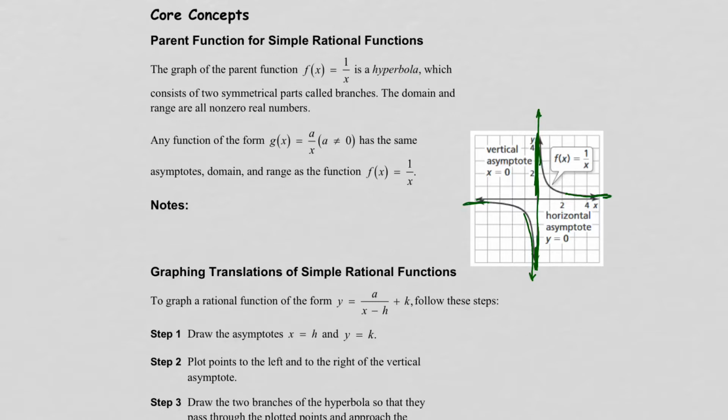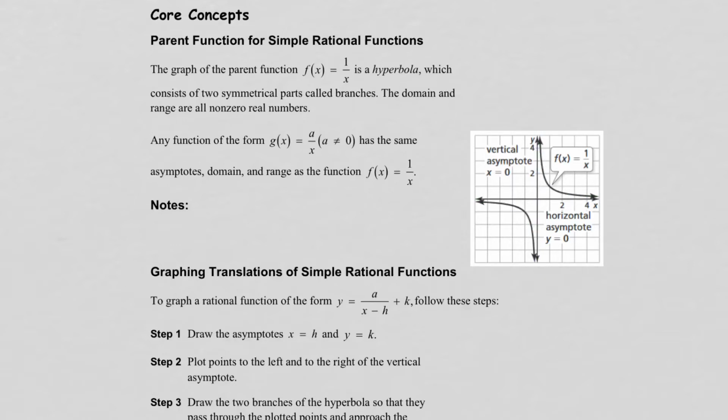So the only numbers that don't work for the parent function is x equals 0. And the only number for, I'm sorry, did I say the range? The only number for the domain is x equals 0. And the only number for the range is y equals 0. Because the parent function has those asymptotes.